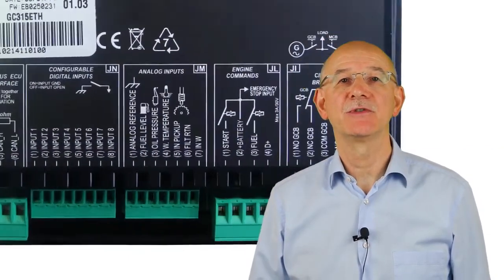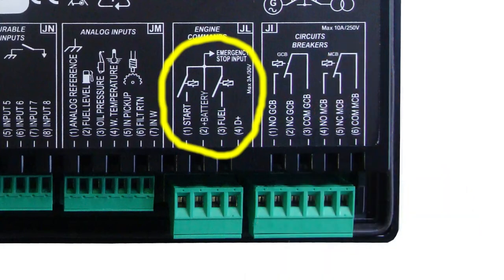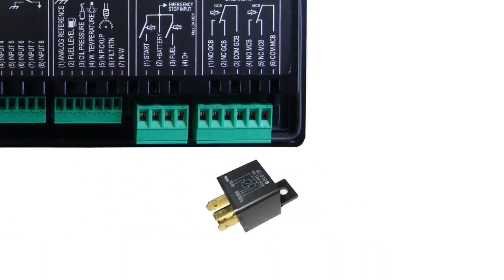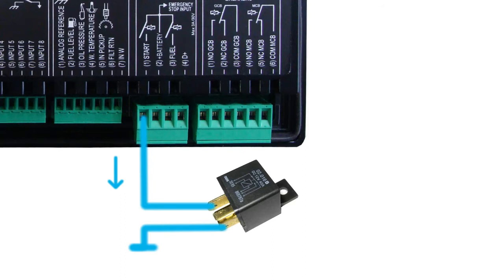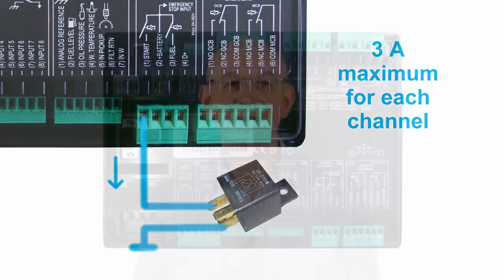Two relay outputs, predefined for engine interface, are available by means of terminals JL1 and JL3. These outputs source positive voltage when active. They can source up to 3 A each. They are predefined for the starter motor and the fuel valve.